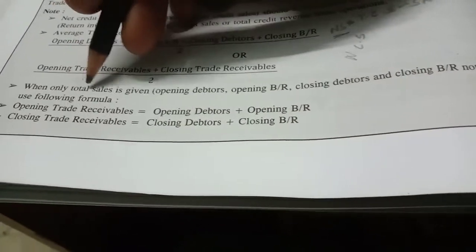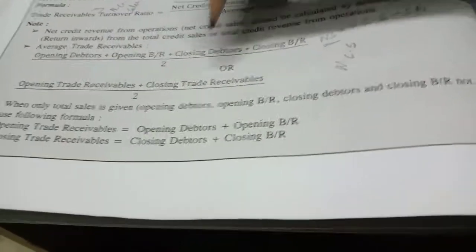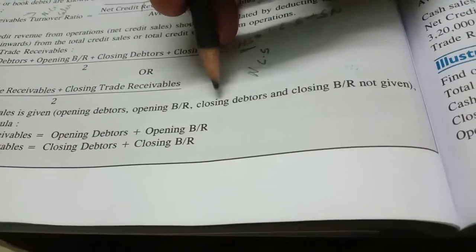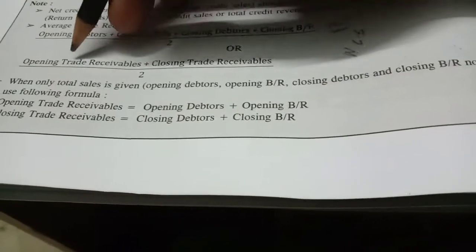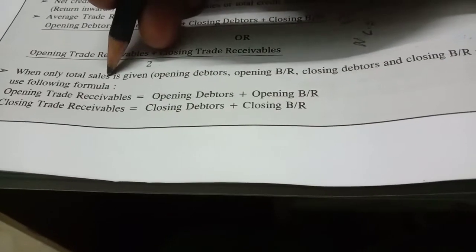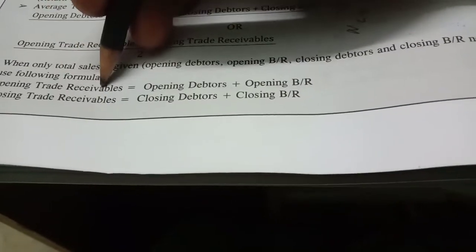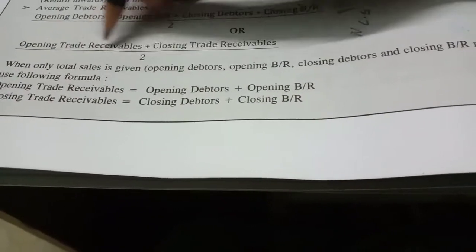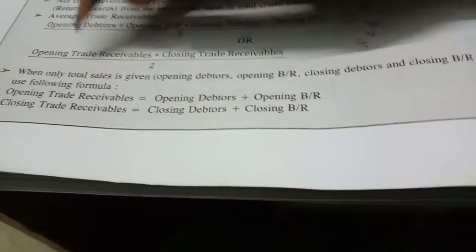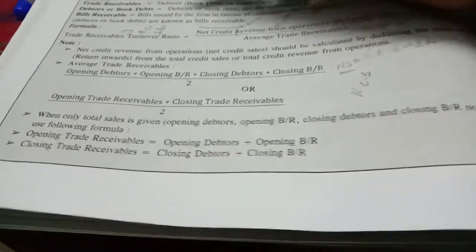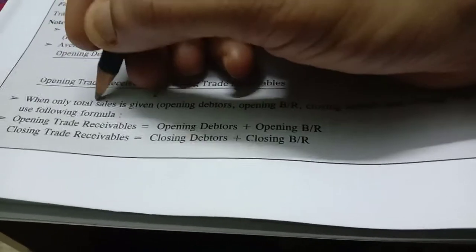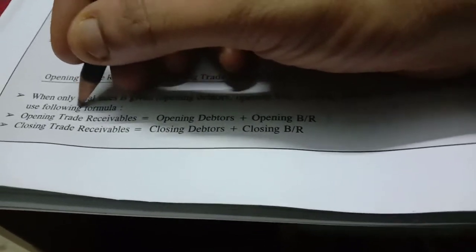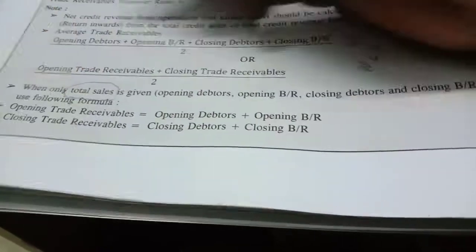Next, when only the total sales is given, and opening debtors, opening bills receivable, closing debtors and closing receivable are not given, then we have to consider the total sales as the net credit sales. Okay.